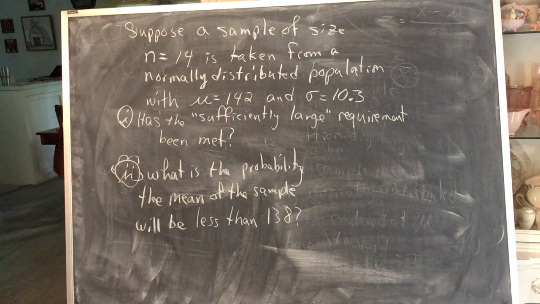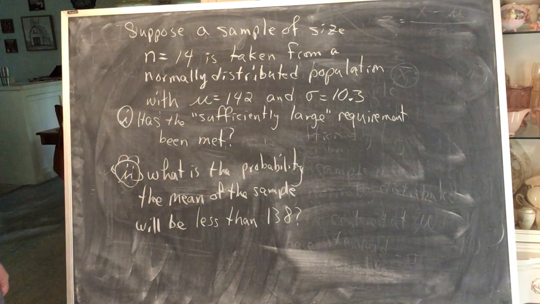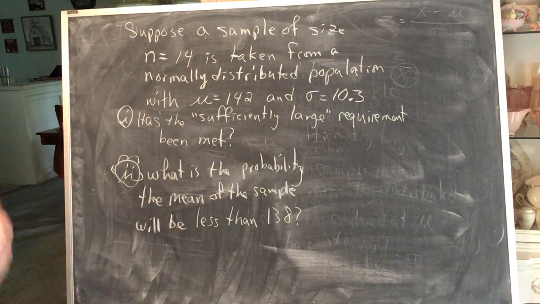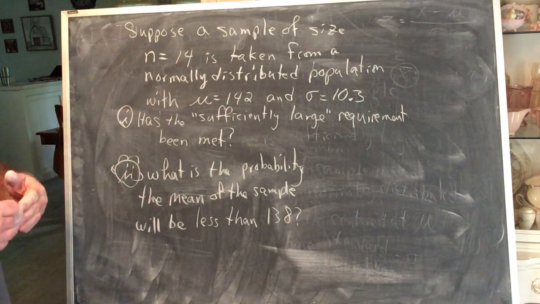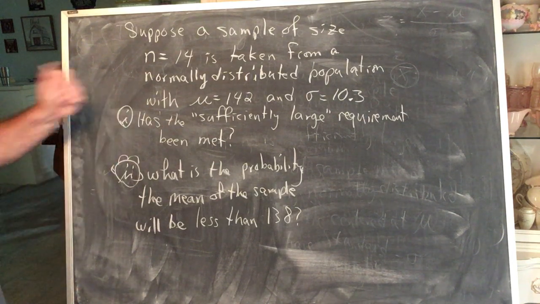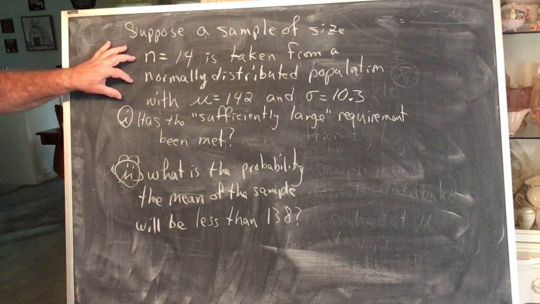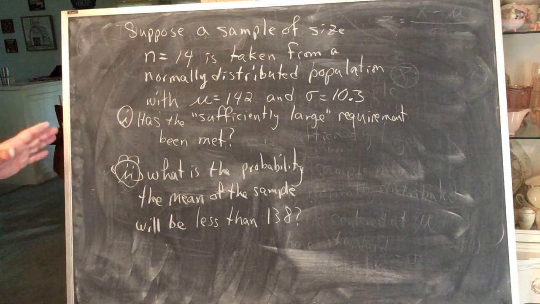Has the sufficiently large requirement been met? And why? More to the point, why? Have we met the sufficiently large requirement for the central limit theorem to work? Going forward from now until the end of the semester, anytime you take a sample from a population and you want to use the normal curve, you must check to see if the sufficiently large requirement is met. It is going to be met, but you should be aware of that.